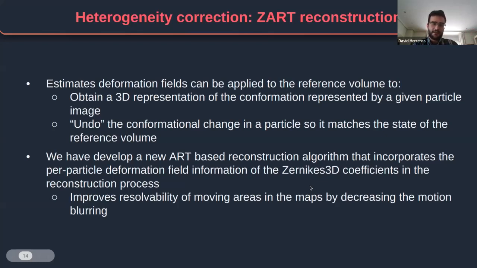They are kind of in the same conformation. So if you do a reconstruction, you will get a map that has better resolution and has improved density in those areas that are kind of blurry due to these motion blur artifacts. And this is what we have done with a new reconstruction method we have developed, which we call SART, which is an ART-based method that is able to use the information of the deformation field to correct the heterogeneity of each single particle during the reconstruction process. And this improves the resolution of the map.